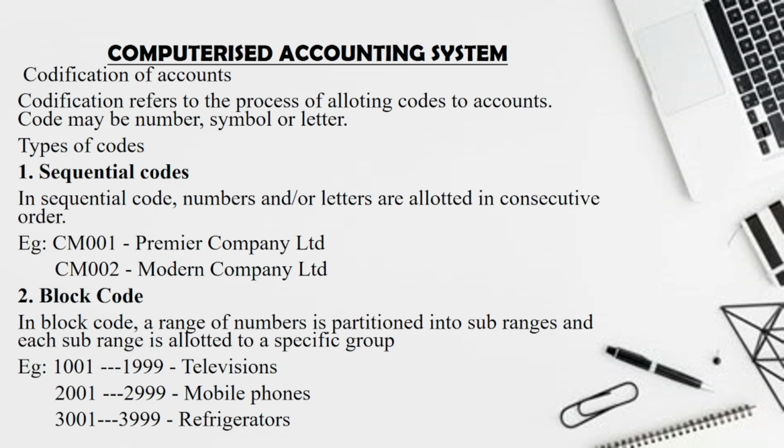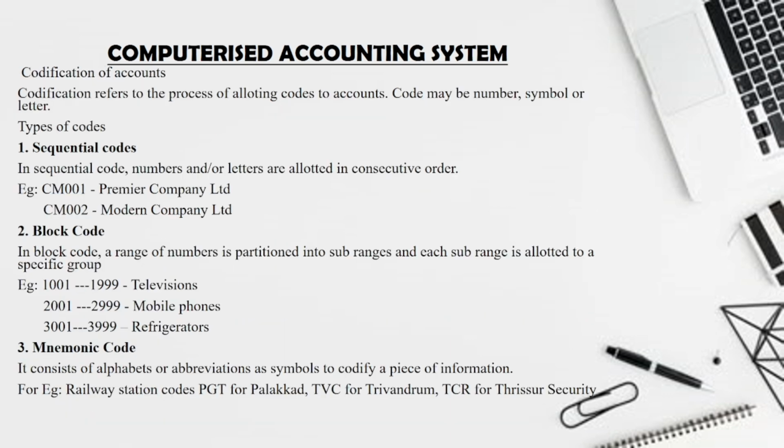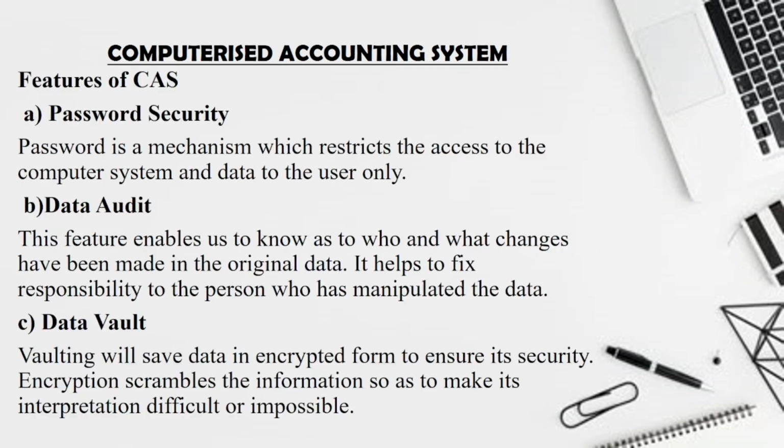Very important area, codification of accounts. What is code? Codification refers to the process of allotting codes to each account. Mainly 3 categories are there: sequential code, block code and mnemonic code. Sequential code, you can take the example when we are arranging using numbers and letters. Block code includes we are using numbers of range only. Mnemonic code includes the code we are developing using mnemonics in the form of abbreviations.